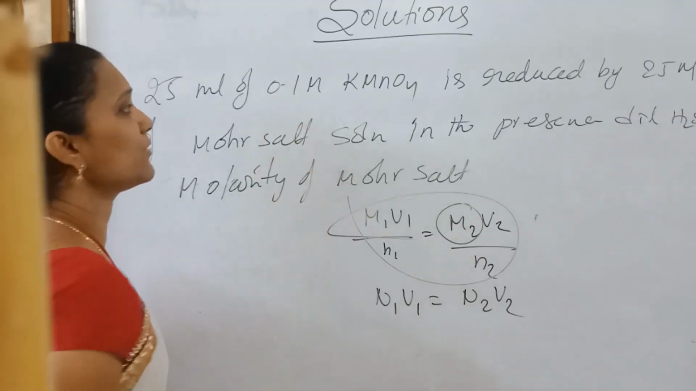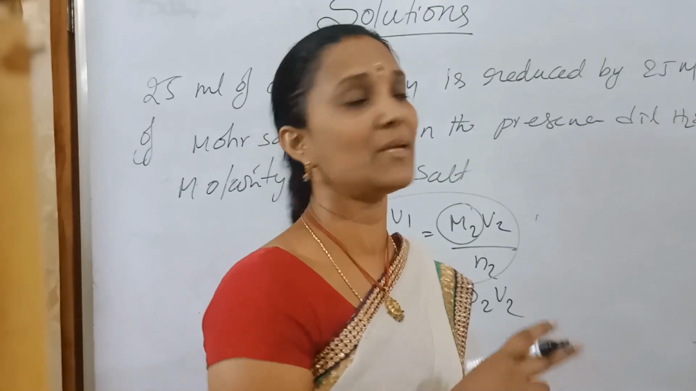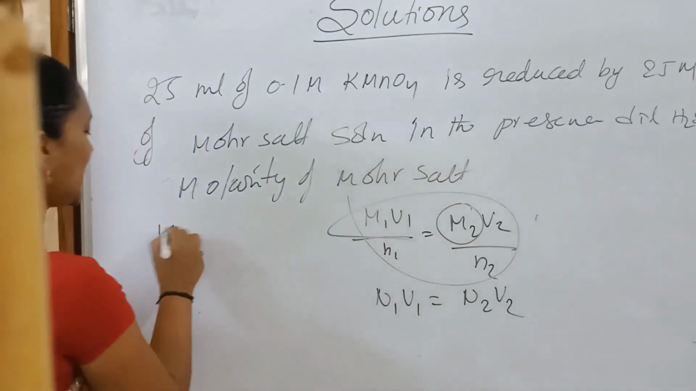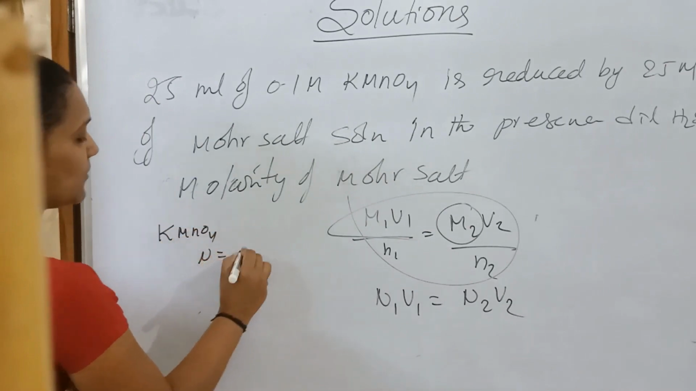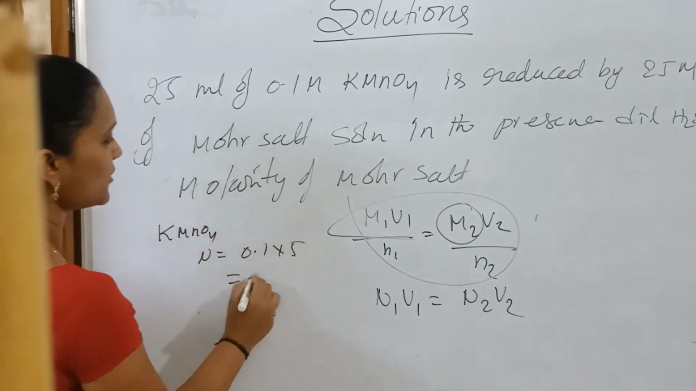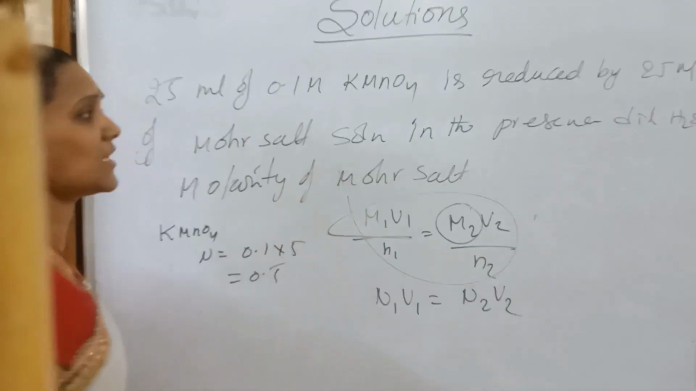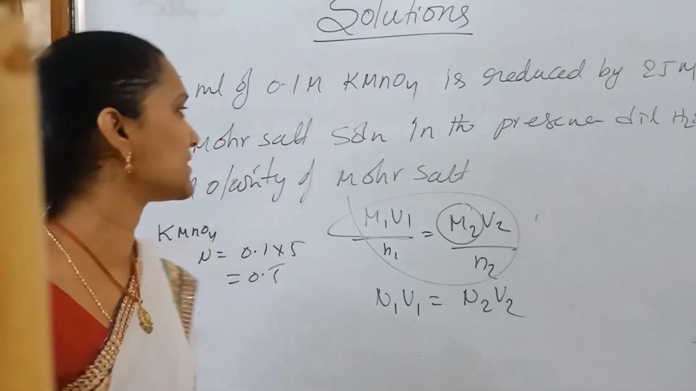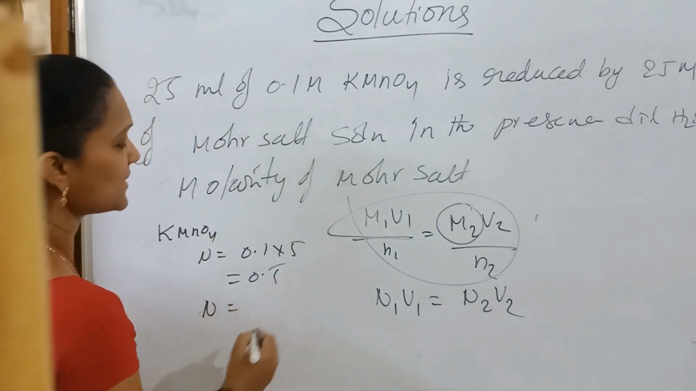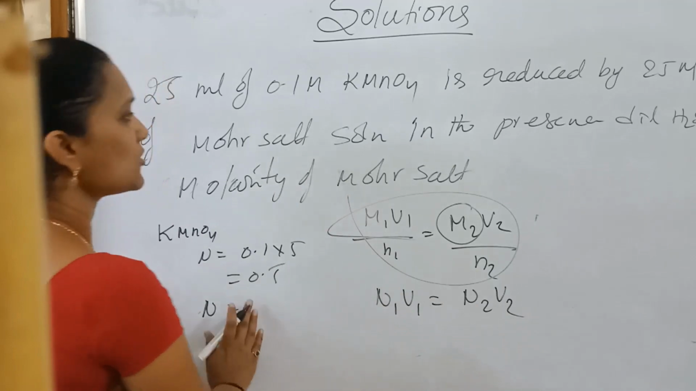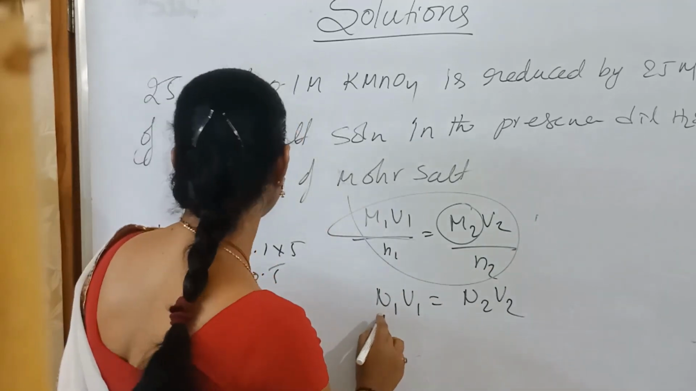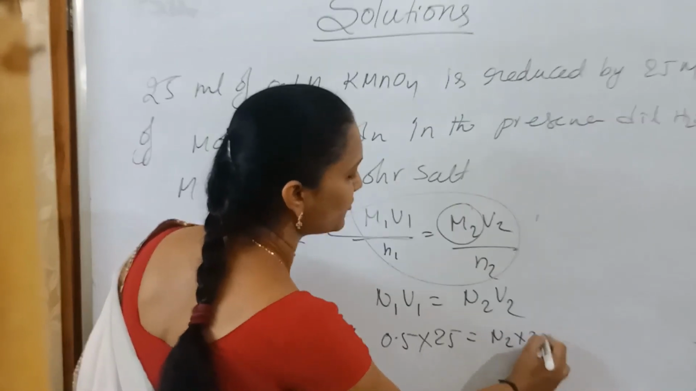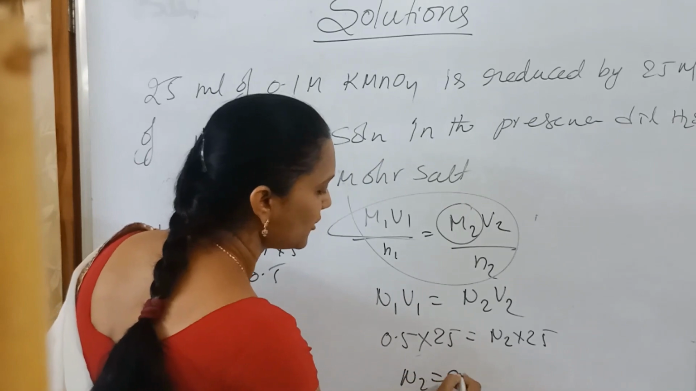So now molarity given. What is the normality? KMnO4 in acidic medium: Mn plus 7 to Mn plus 2, 5 electrons transferred. So 0.1 into 5. Normality is equal to n into M, 0.1 into 5 is 0.5. And Mohr's salt is nothing but FeSO4, ferrous sulfate. Fe plus 2 changes to Fe plus 3. Here normality 0.5 and volume 25, so the normality of this one is equal to 0.5.